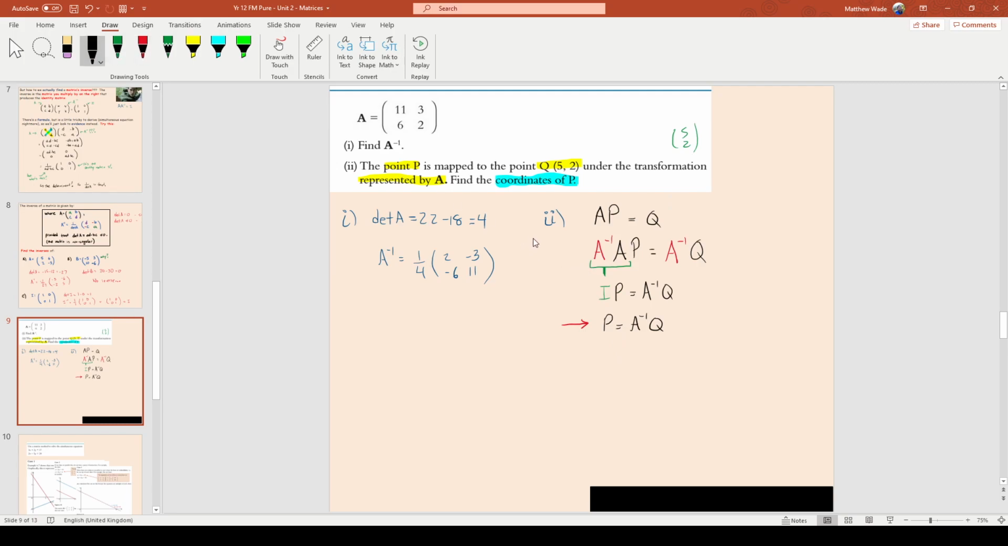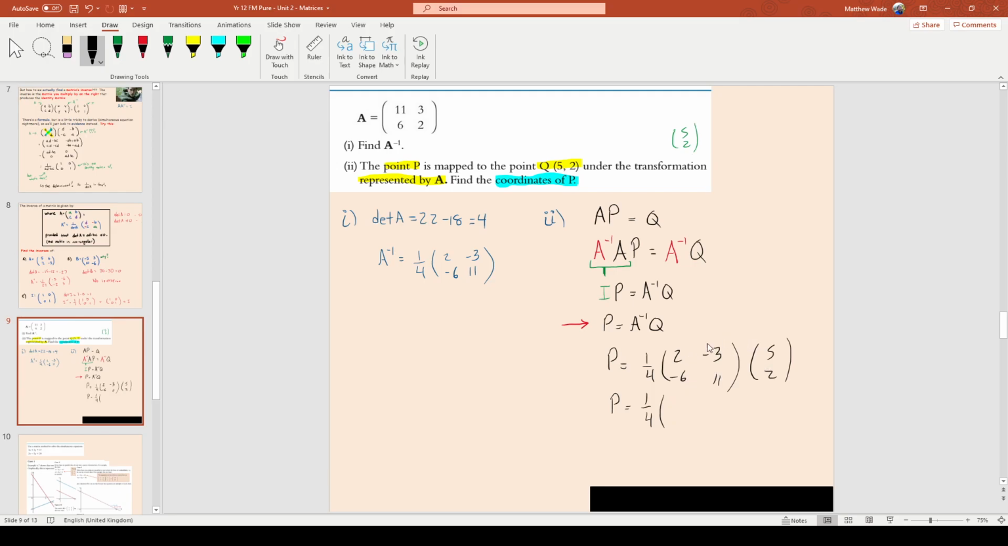Okay, so it says find the coordinates of P. Well, what that means is take A's inverse and multiply it by Q. It's essentially saying undo the transformation on Q, and you'll get P. Well, let's do it then. So P is equal to A inverse, which was a quarter, open bracket, 2, minus 3, minus 6, 11, and Q is the point 5, 2 written vertically as a matrix. So P equals, leave the quarter alone because I don't want to mess about with fractions. This does work, the dimensions match, so let's check it.